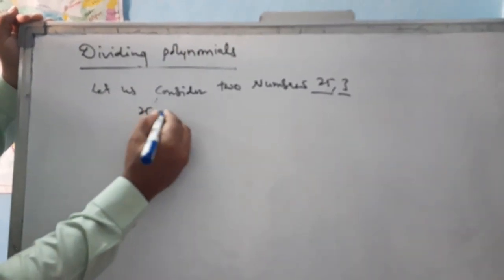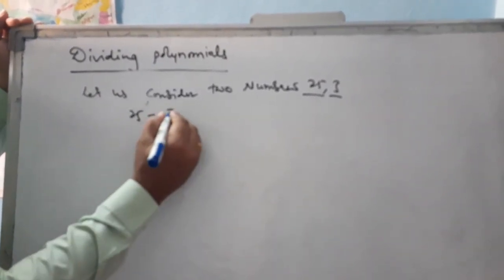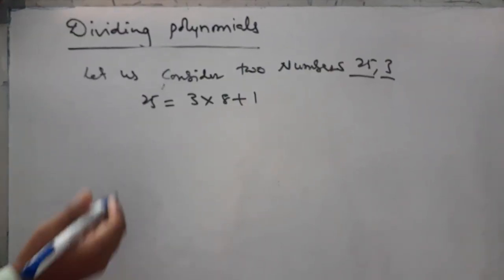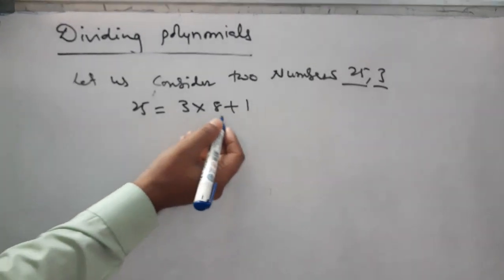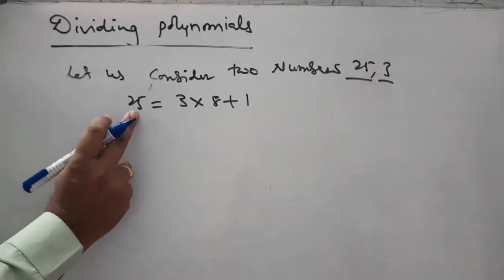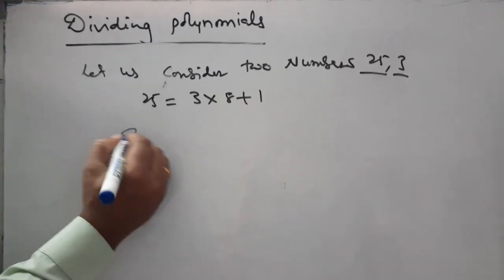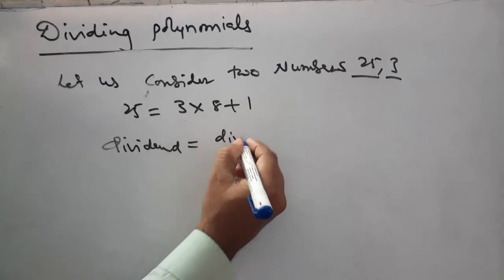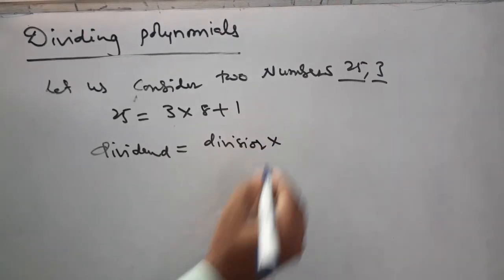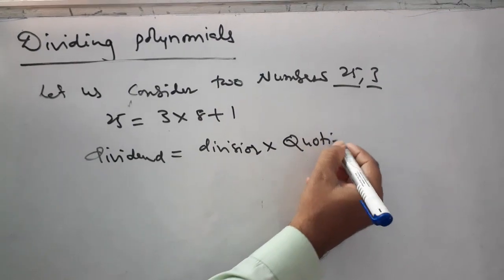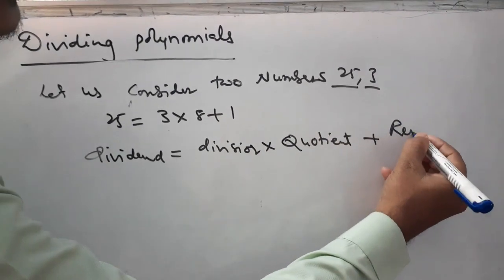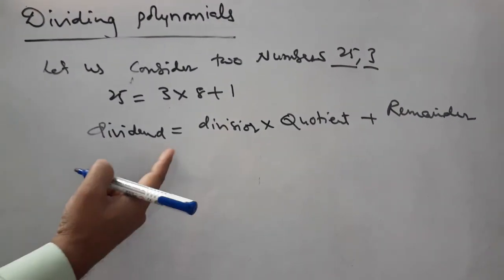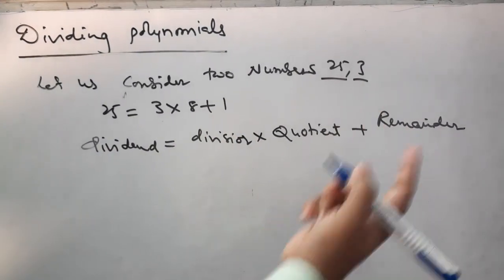So 25 we can write as 3 into 8 plus 1. So 25 is equal to 3 into 8 plus 1. 25 we can call the dividend. Dividend is equal to divisor into quotient plus remainder.